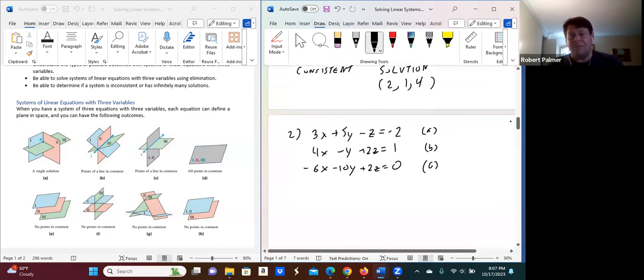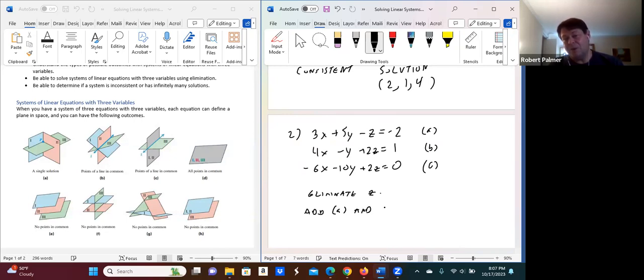Now, this time, I'm going to save us a little work because I know what's going to happen. I'm going to add equations. Let's choose one variable to eliminate. And let's say I want to eliminate z. Okay, so I want to add equations A and C. Okay, add these two. Now, if I add them right now, it's not going to eliminate z, but first, I want to multiply.